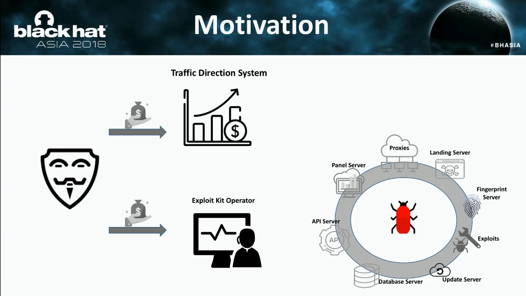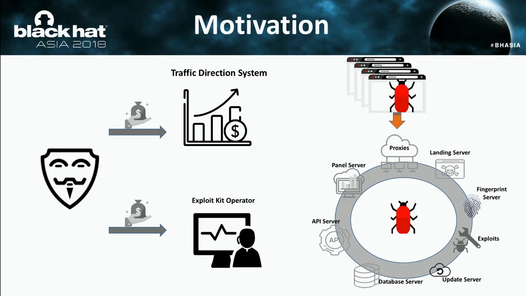They pay for the traffic direction system service, which is also called the TDS, and the TDS redirects the victims to the servers in the attack infrastructure. The victims' web traffic comes to the attack infrastructure, and the victim is exploited, especially through the browser. Finally, the malware is downloaded to the victim, and the victim is infected. This is the recent trend of how attackers are using the exploit kit as a service offering.